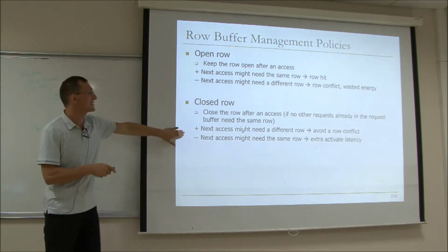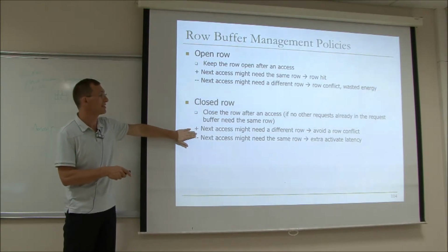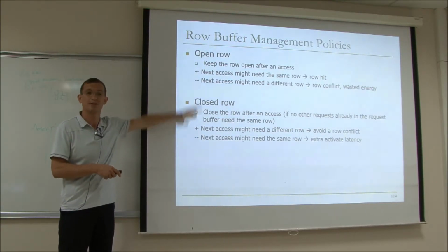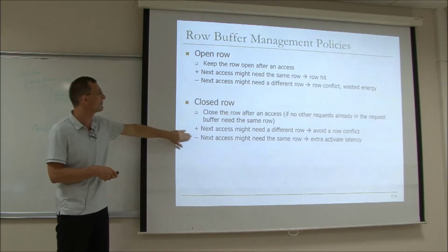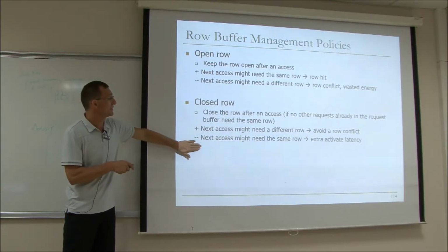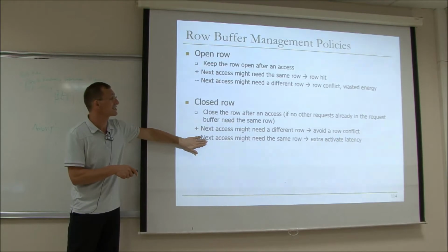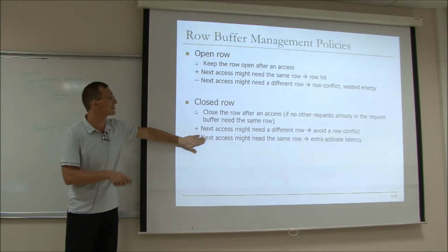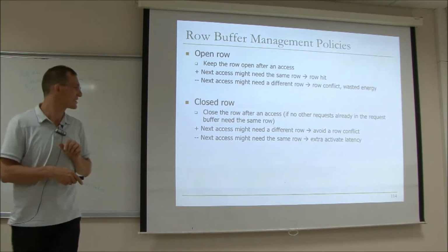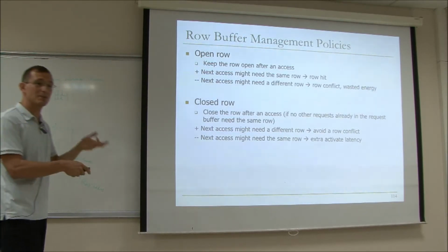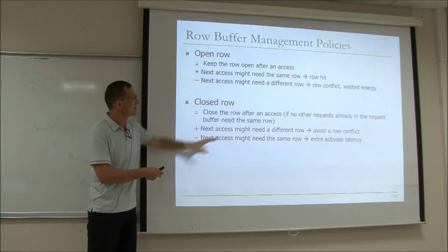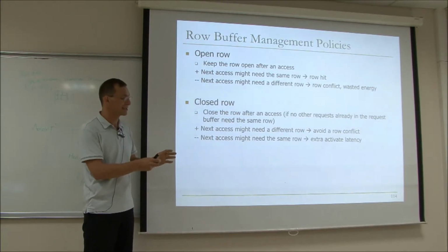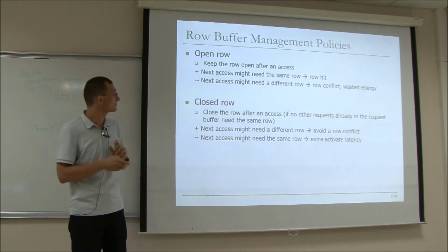The upside is next access might need a different row. In this case, this avoids a row conflict, right? You basically do the precharge preemptively or proactively. But if the next access needs the same row, then you've done the wrong thing with the closed row policy, right? So this leads to an extra activate latency. So this actually affects things a lot, because an extra activate basically doubles the access time, right?